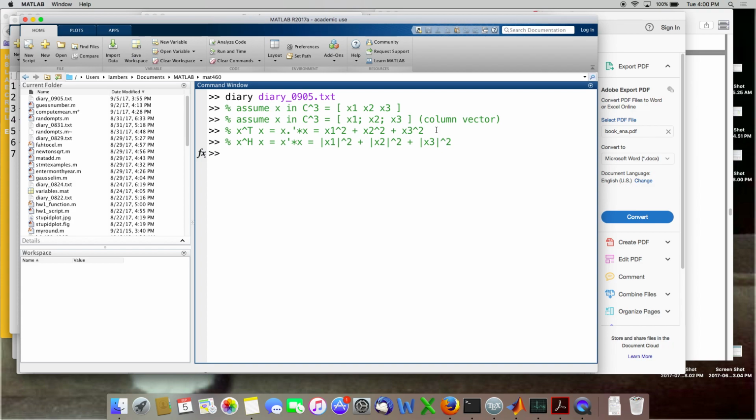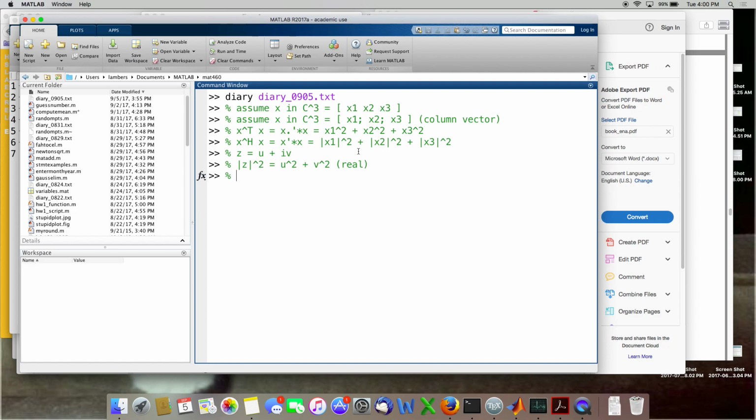Now, if x1, x2, x3 are real numbers, there is no difference. But there's a big difference when x1, x2, or x3 are complex. The absolute value of x squared is x1 times the complex conjugate of x1. I mentioned this before when I did some fun facts about complex numbers. The absolute value of z squared is u squared plus v squared, always a real number, regardless of whether z itself has an imaginary part.